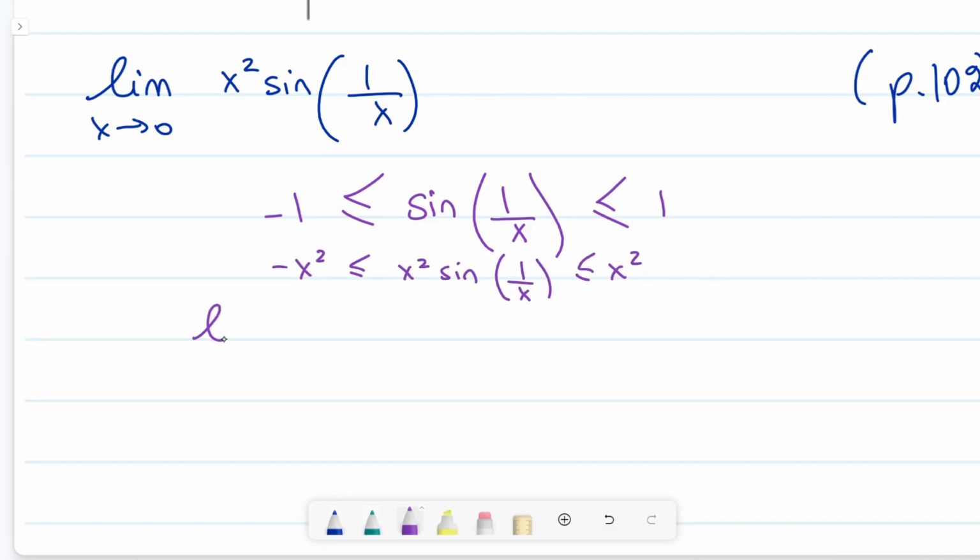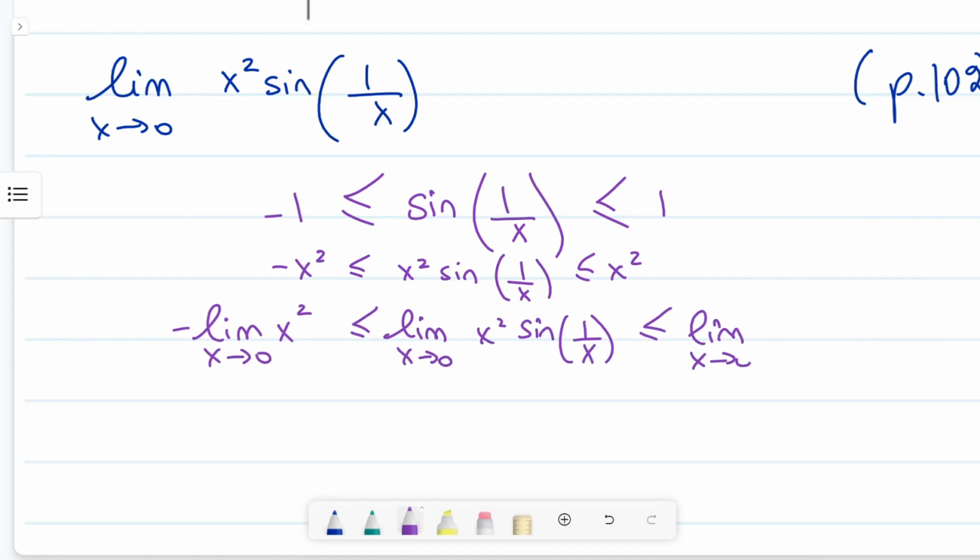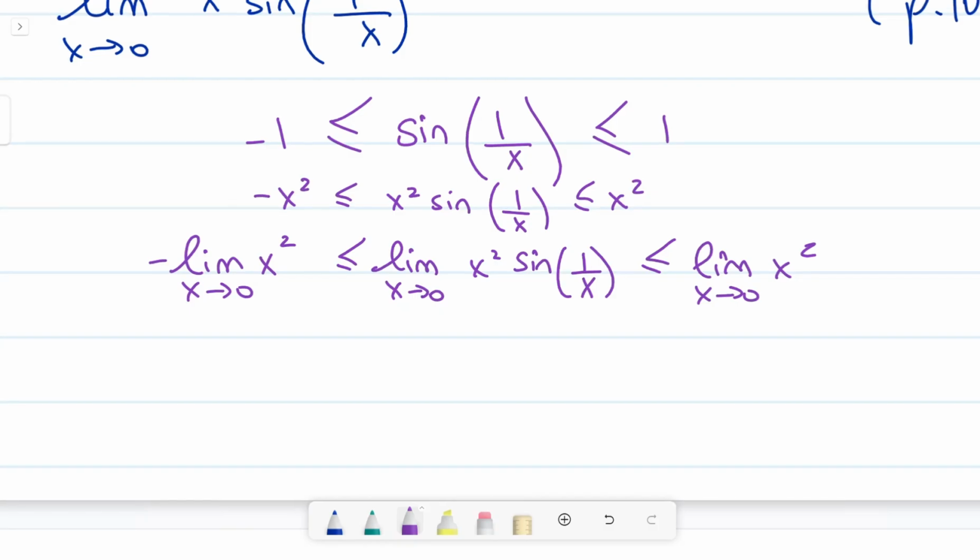And now that they look the same, we can take the limit as x approaches 0 of each of these. And notice here how I took the negative outside the limit because negative is a constant. It's as if saying -1 times x squared. So let's start with the one on the left. The limit as x approaches 0 of x squared is 0, and even if I multiply it by -1, it will still be 0. So I keep the middle the same.